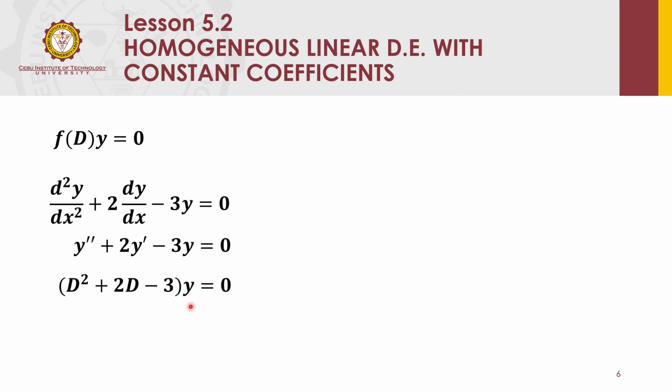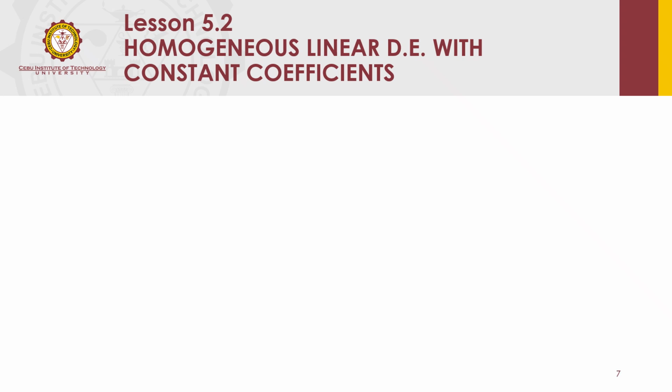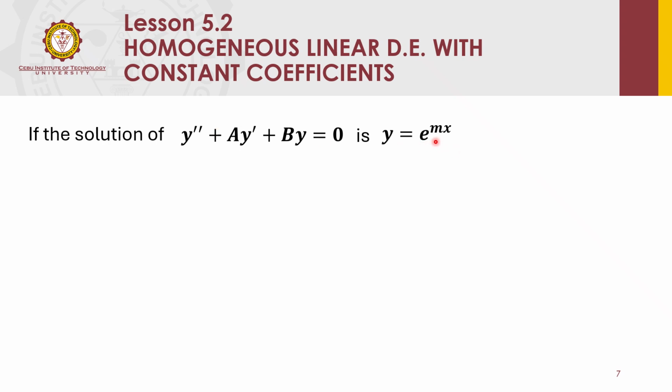If you see these notations, it means we are solving for an equation with order 2 and degree 1. So the second derivative of the function y with respect to x. If the solution of this higher order linear DE, for example, is y equal to e to the power of mx, where m is a constant.